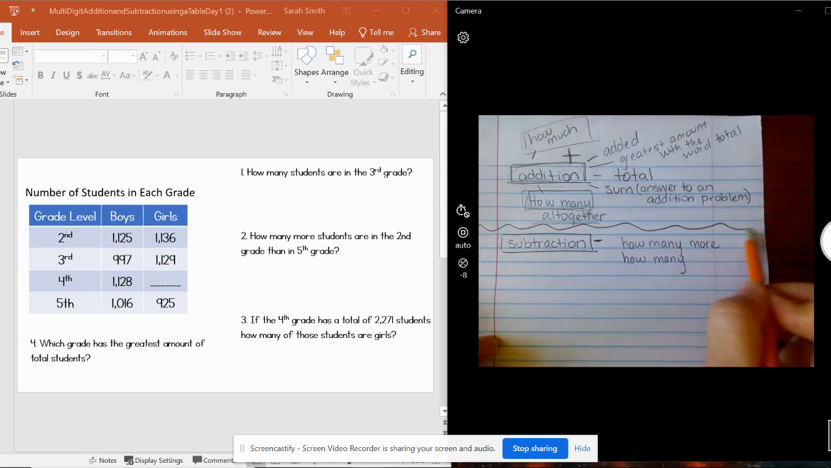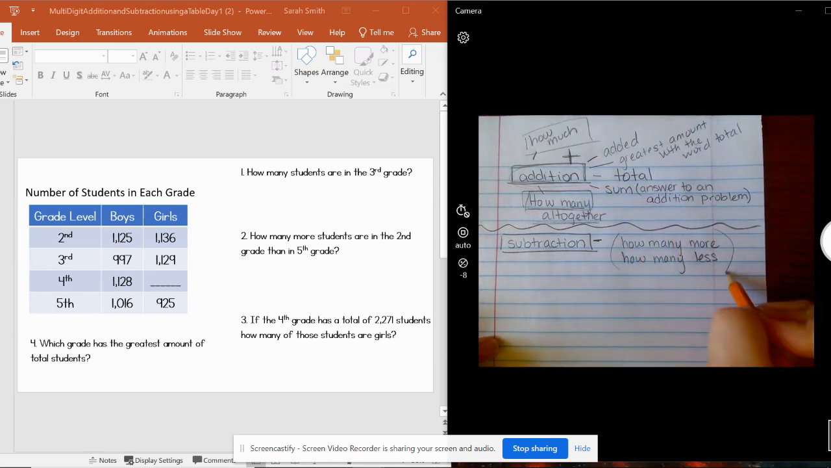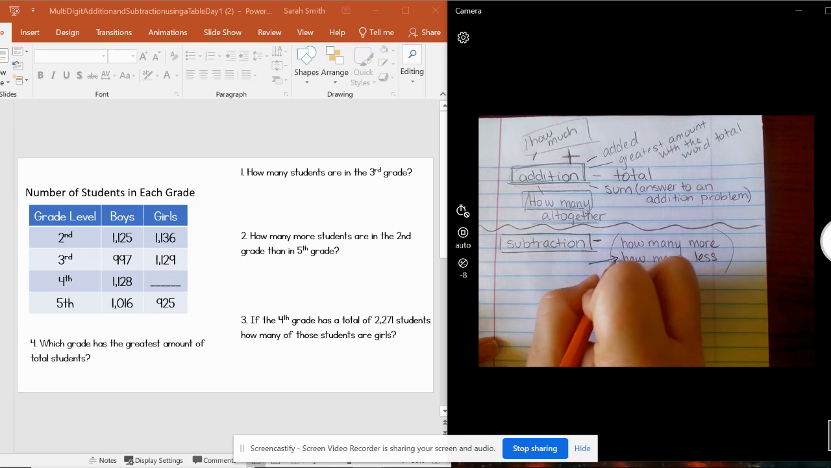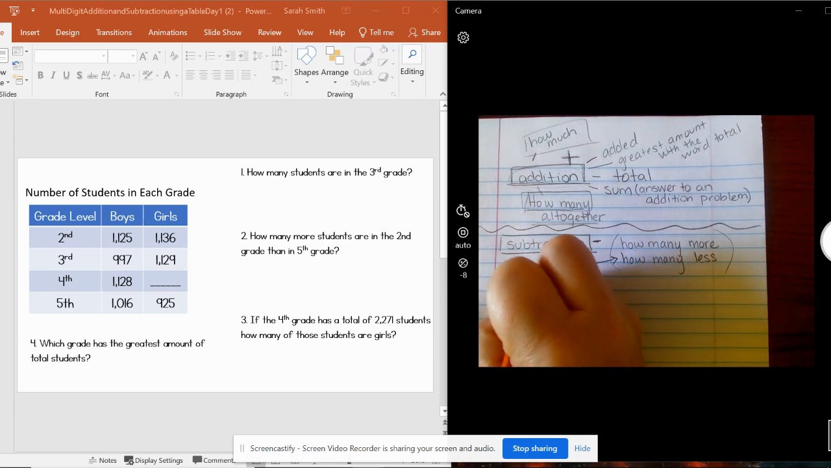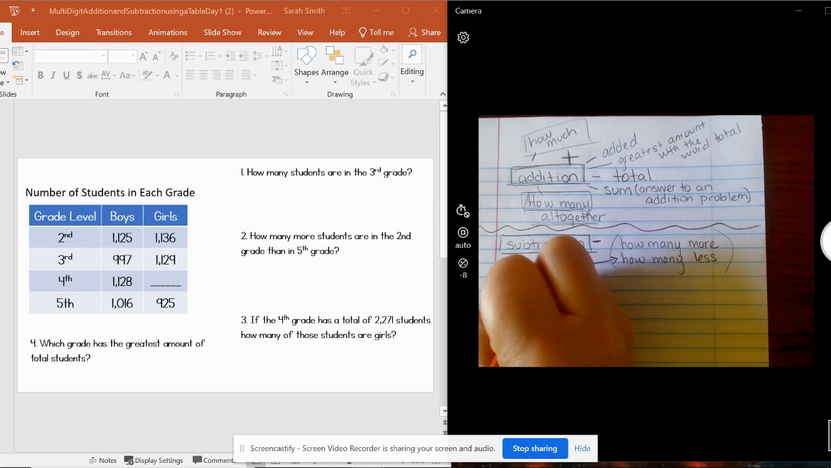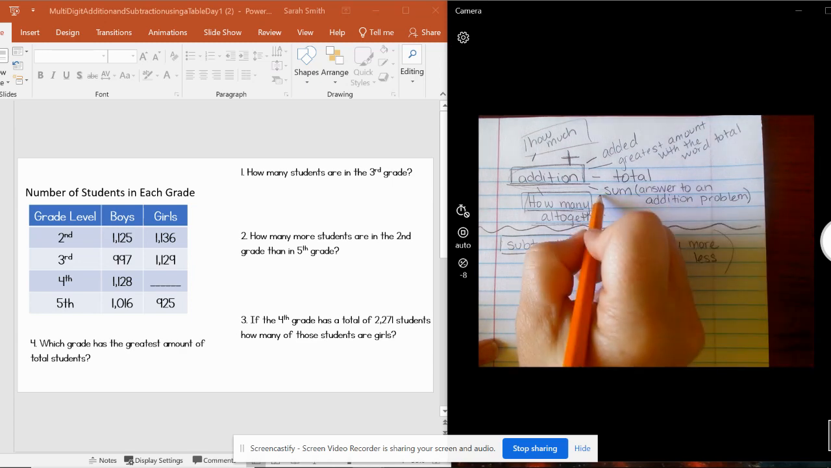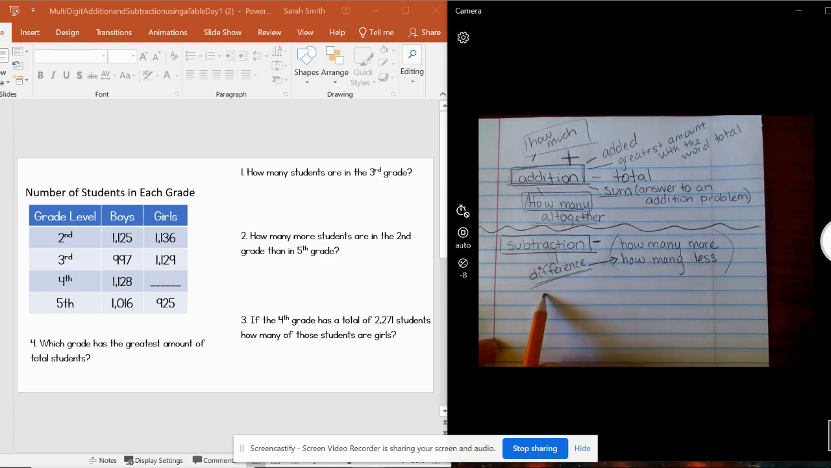So let me separate those two. How many less? This is essentially what we're doing when we are giving the difference. Subtraction is the same as the difference. The difference is actually usually the answer. Like the sum is for addition, that's what difference is for subtraction.